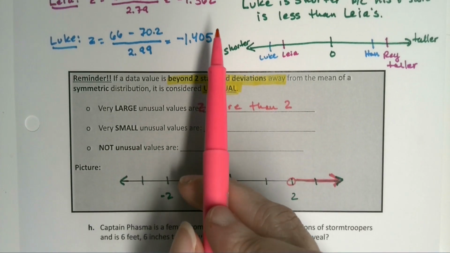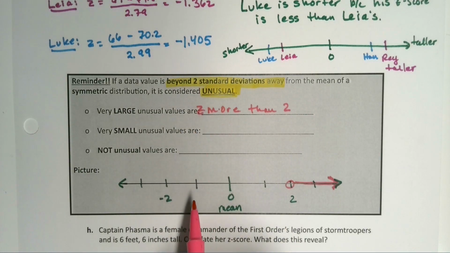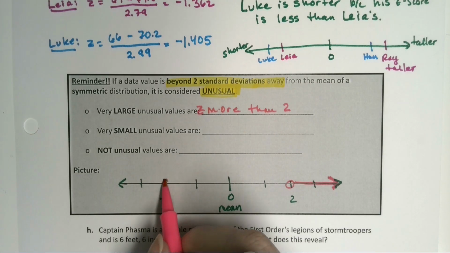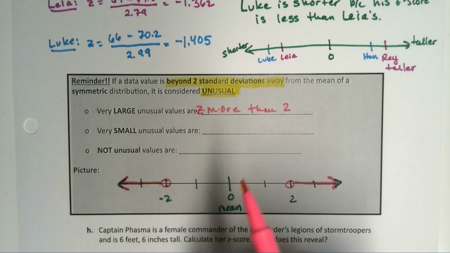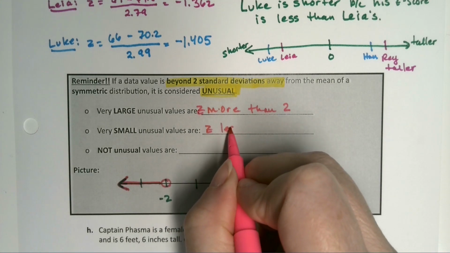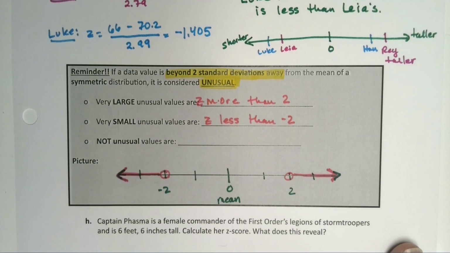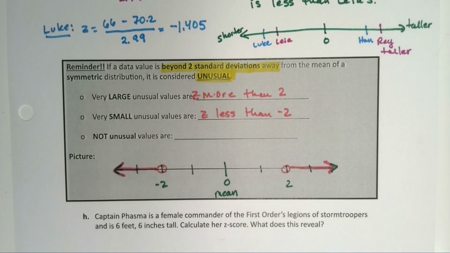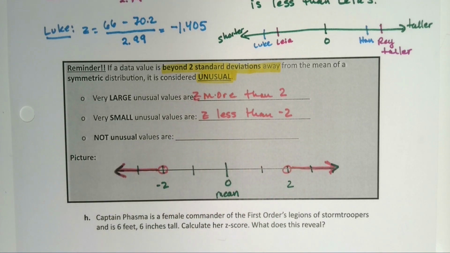Luke and Leia are not actually unusually short. They're short, but they're not unusually short because they're not quite to 2 standard deviations away. So anything over here would be unusually short. So the z is less than -2.